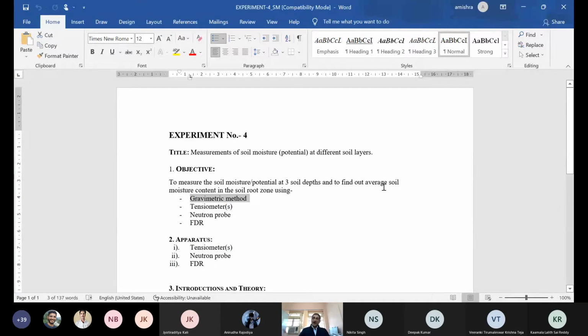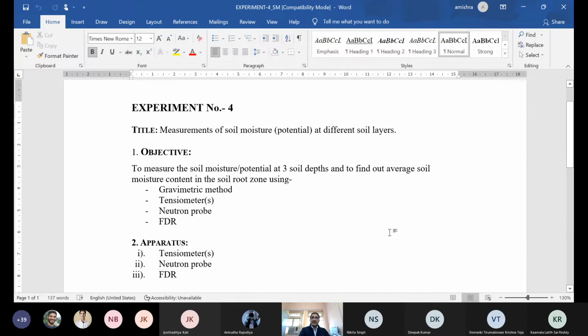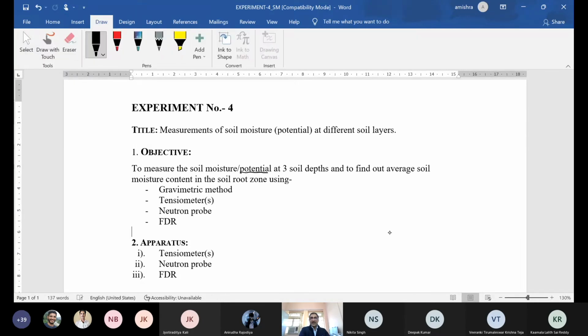Measurement of soil moisture or potential, that is characteristics of soil water held in the soil at different soil layers. To measure the soil moisture, basically our target is to find out the soil moisture. It's not potential. Potential is one characteristic of soil moisture which is related to the soil moisture. So we need to find out what is finally the soil moisture or moisture present in the soil by measuring the potential as well, in 3 different soil layers or 3 different soil depths.